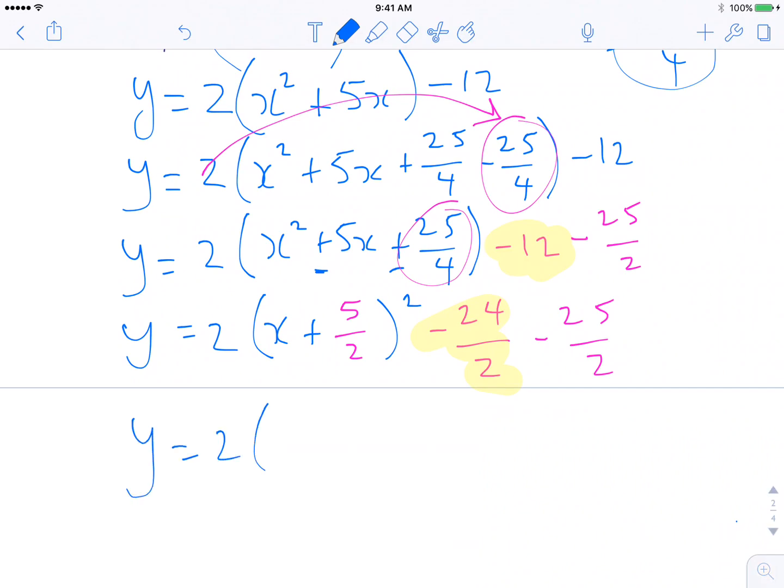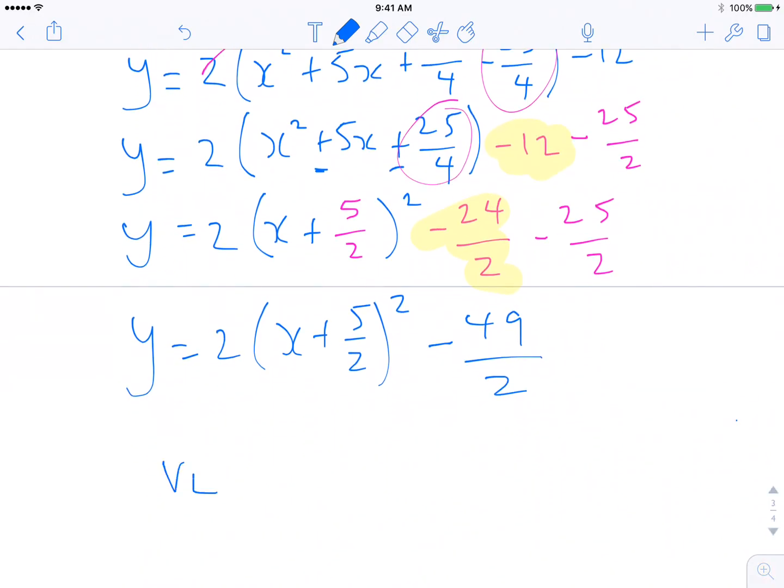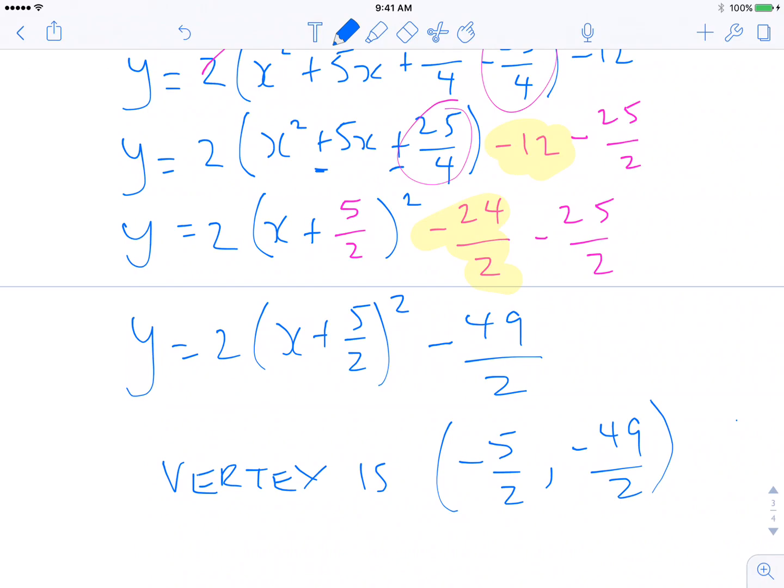y equals bracket x plus 5 over 2 squared, and negative 24 minus 25 over 2 is negative 49 over 2, and that is our answer. So our vertex is negative 5 over 2, negative 49 over 2. A little more complicated. Let's try another one.